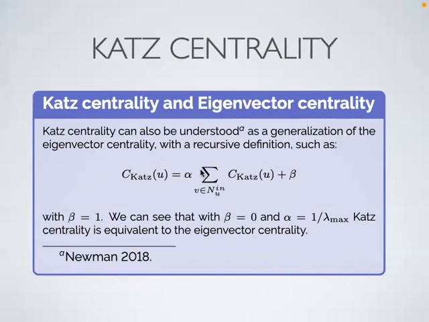So you can use any alpha, and it adds this beta. But if you set beta equals 0, and you set alpha equal 1 divided by the largest eigenvalue, then you get exactly the eigenvector centrality. So you see that the two things are correlated, but maybe it gives a different interpretation.